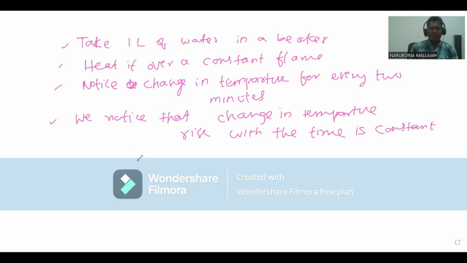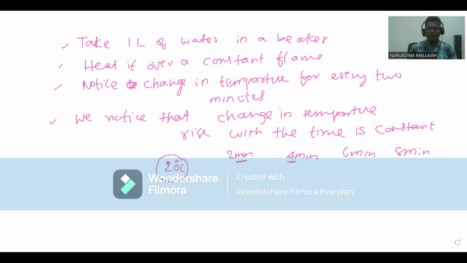I will explain it. Suppose initially the temperature of the water is, say, 20 degrees centigrade. After 2 minutes, say it is 30 degrees centigrade. I am writing here minutes: first 2 minutes, after 4 minutes, after 6 minutes, after 8 minutes. See, we are taking readings after every 2 minutes.